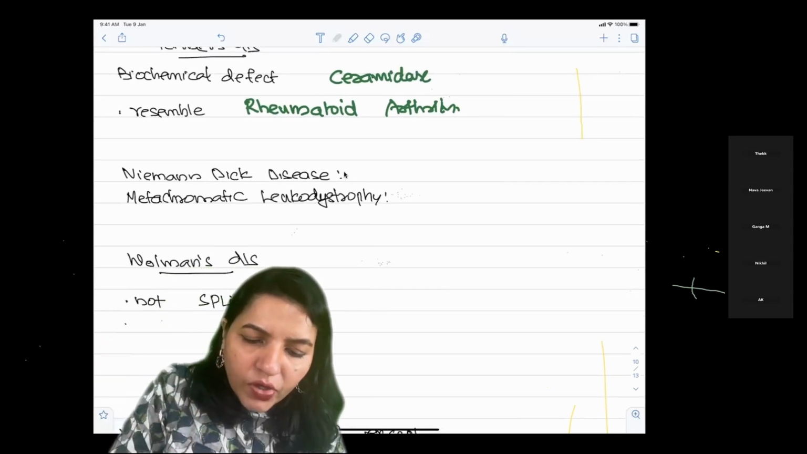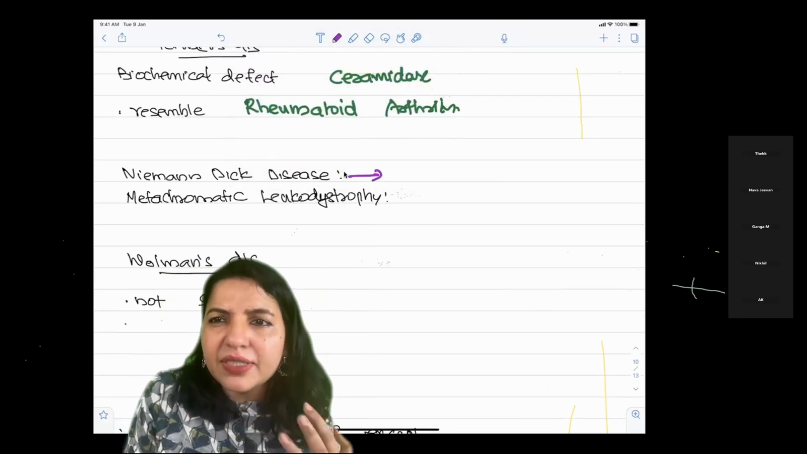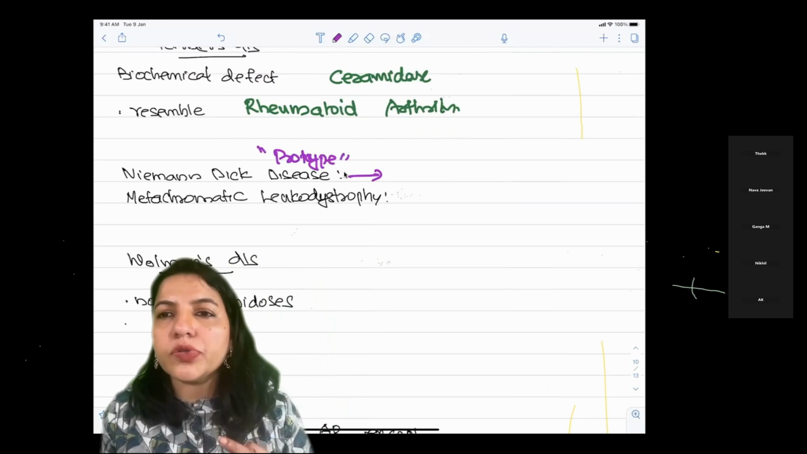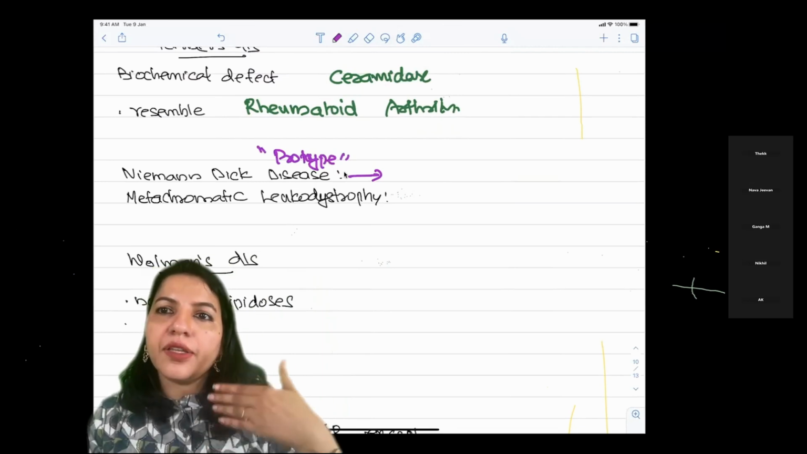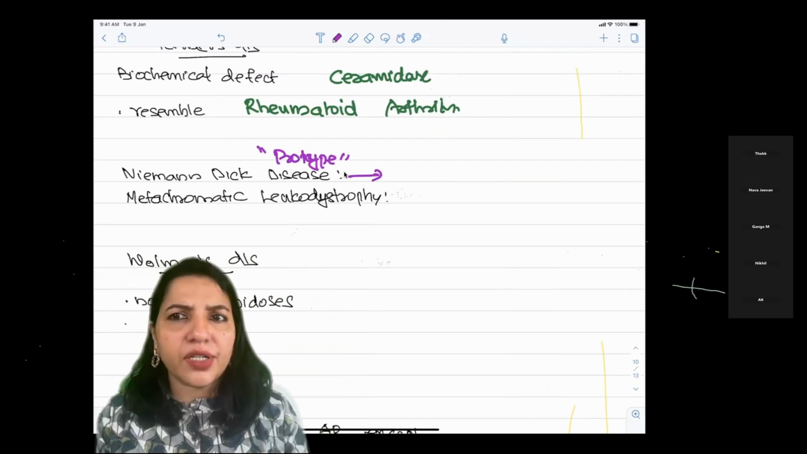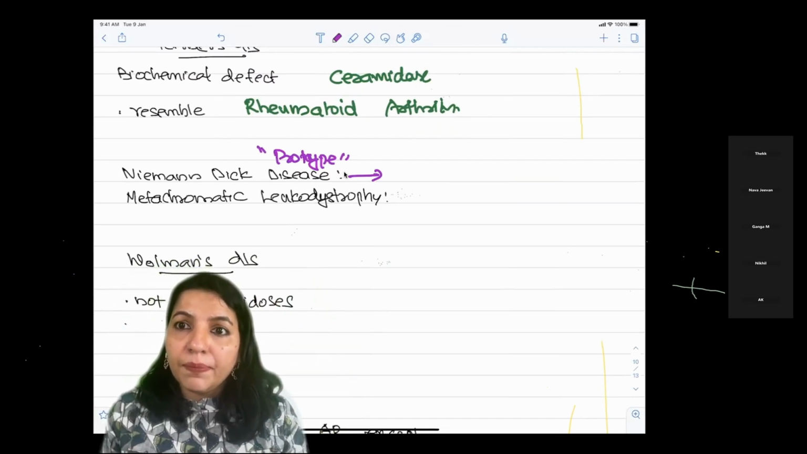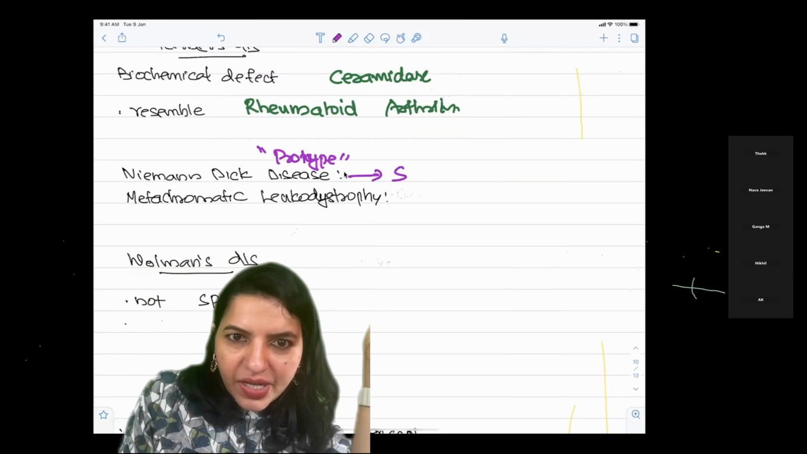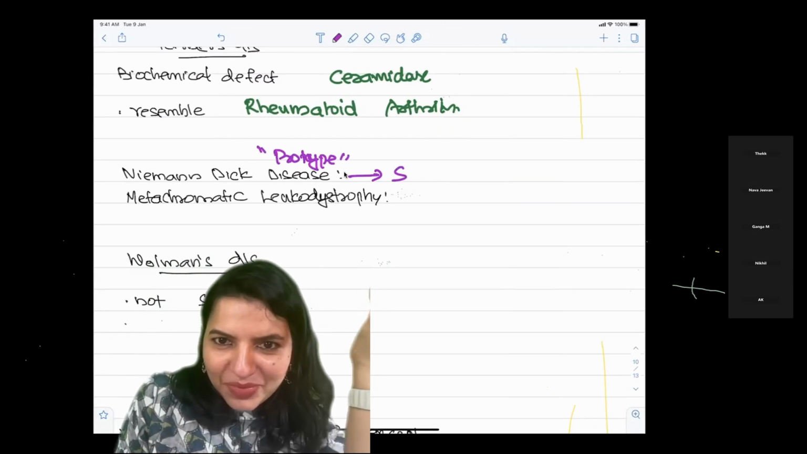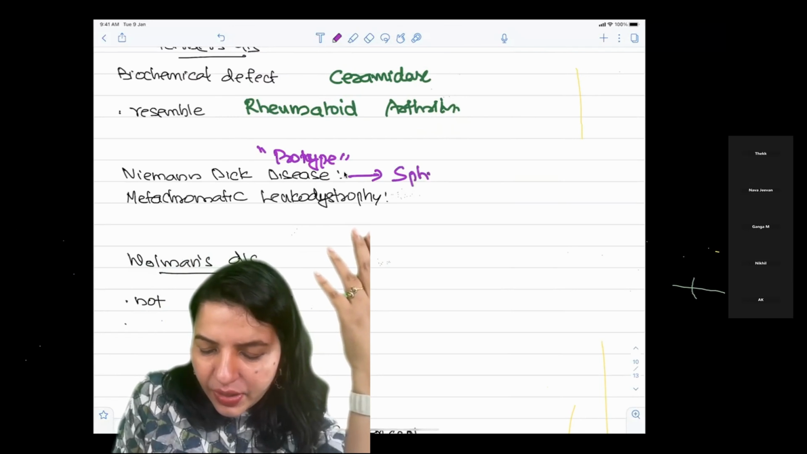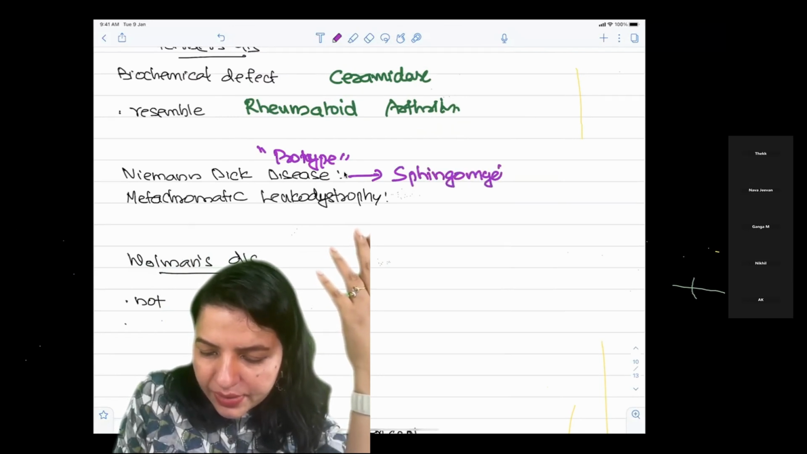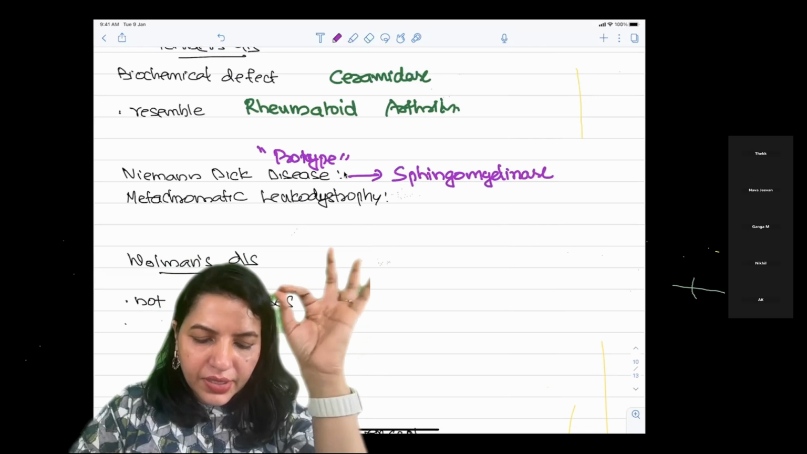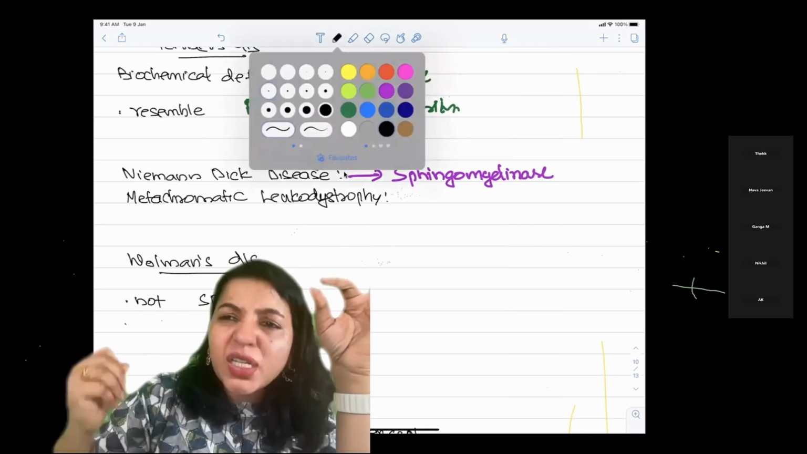Niemann-Pick is very commonly asked. What is the enzyme defect? Niemann-Pick is considered a prototype of sphingolipidosis. All the features of sphingolipidosis you can find in Niemann-Pick disease, like cherry red spot, then visceromegaly. What is the enzyme defect here? Yes, very good. It is sphingomyelinase.